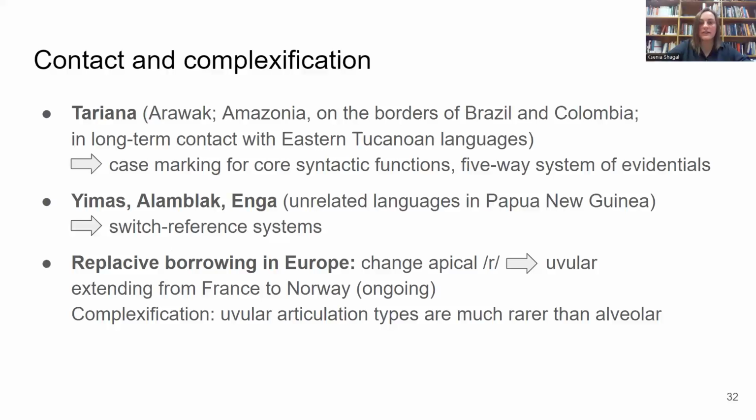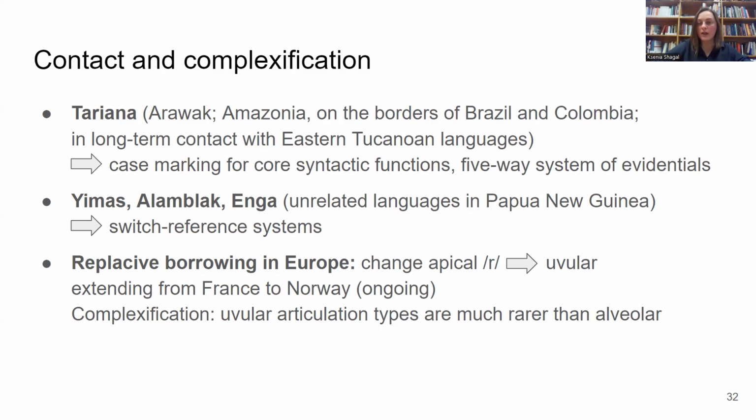Also, there are some individual examples, like, for instance, Tariana, an Arawak language spoken in Amazonia, which is the only Arawak language that was in long-term contact with Eastern Tucanoan languages, a different family. And it developed lots of things like case marking for core syntactic functions and a five-way system of evidentials. So it became extremely complex due to language contact. Or then Yimas, Alamblak, and Enga, languages in Papua New Guinea, developed switch reference systems as a result of language contact. So they borrowed a lot from each other, and that led to complexification.